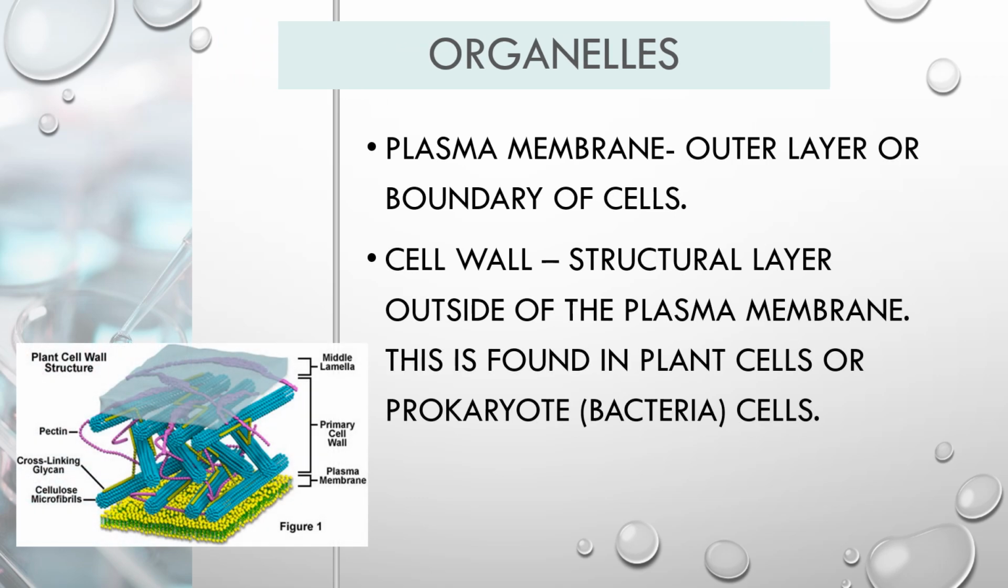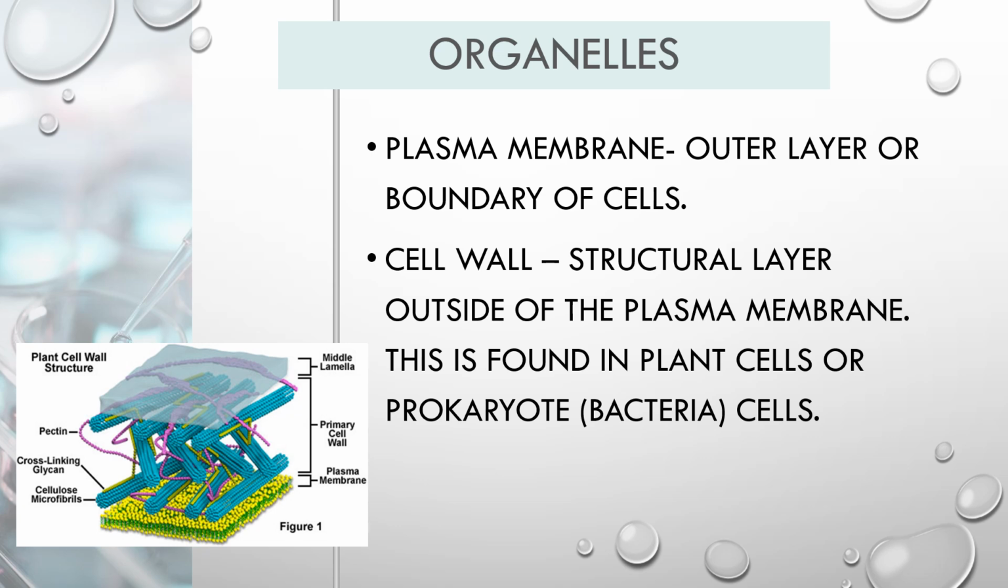The outside barriers are going to consist of the plasma membrane and the cell wall. The plasma membrane is going to be the outer layer or boundary of the cell. The cell wall can be found in bacteria and plant cells, and it is a lot thicker structure, and it is more about keeping that shape. The plasma membrane in animal cells is going to be able to be folded and changed. When you have a cell wall, it's more of a rigid structure.